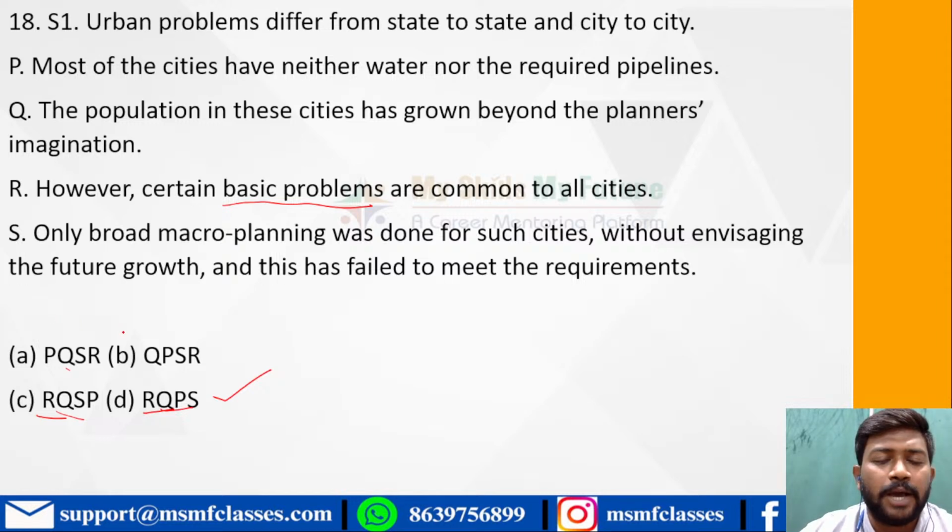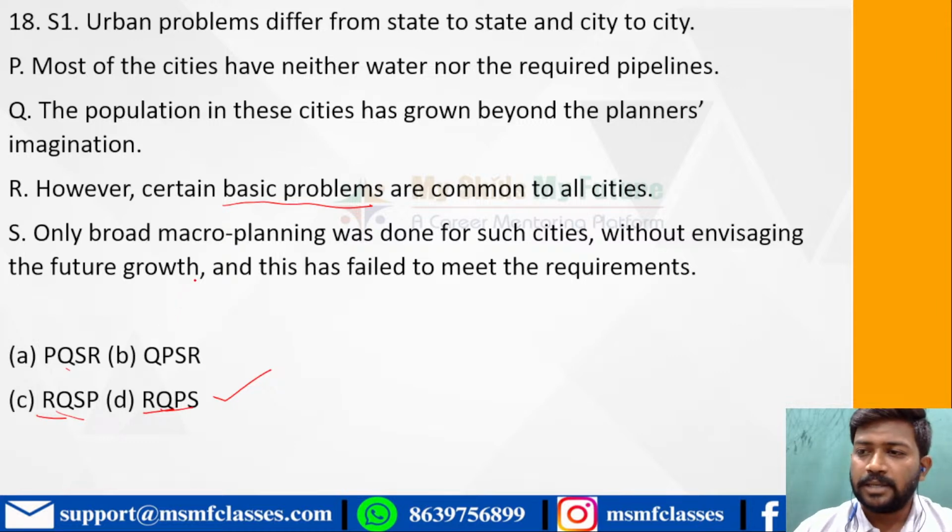From this, I have understood I have to rearrange only SP or PS. So how did I find it? They are speaking about most of the cities having neither water nor the required pipelines. Only broad micro planning was done for such cities without envisaging. So this is a consequence of this. I mean, S is the consequence of P. That's the reason PS becomes the correct rearrangement. So finally D is the answer.